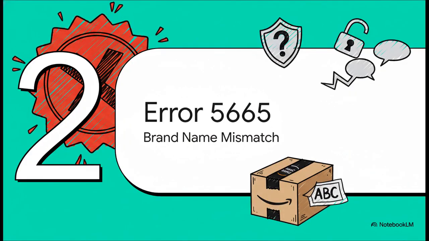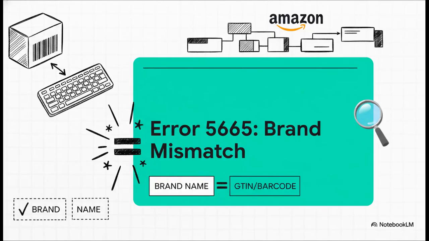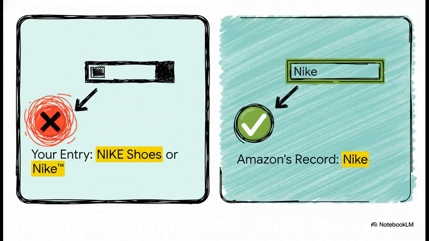All right, so let's see this rule in action. First up, we've got our first offender, the dreaded error 5665, the brand name mismatch. The key word here, and I mean the only word that matters, is exactly. This error means the brand you typed in is not a perfect character-for-character, space-for-space match with the brand name that is officially tied to that product's barcode, its GTIN. This is a perfect example of what I'm talking about. You might think, hey, Nike shoes is more descriptive, it's better. But if Amazon's official record is just the word Nike, the system is going to reject it. Even a tiny little trademark symbol or an extra word is enough to trigger the error.